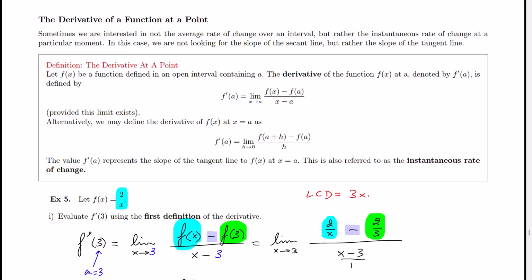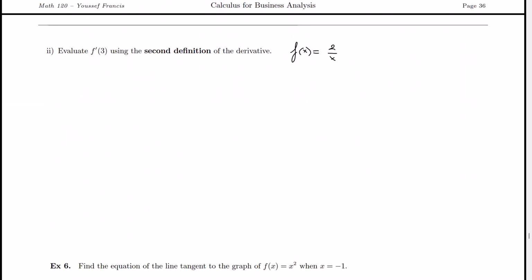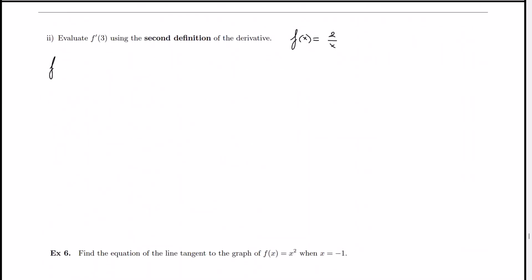So first, what I'm going to do is copy the function's name to my new page. So the function f of x is 2 over x. And again, investigate what the derivative is. So I'm looking for the f prime of 3, but I'm looking for it using the second definition, which is the limit as h approaches 0, and the numerator is f of 3 plus h minus f of 3, all divided by h.